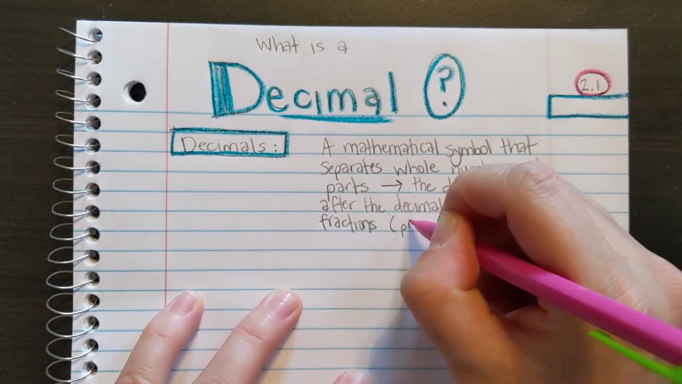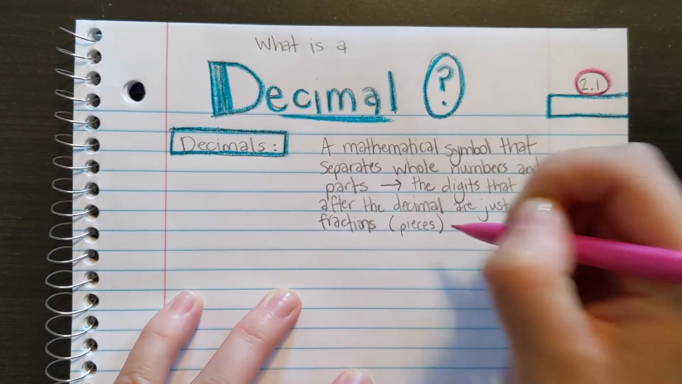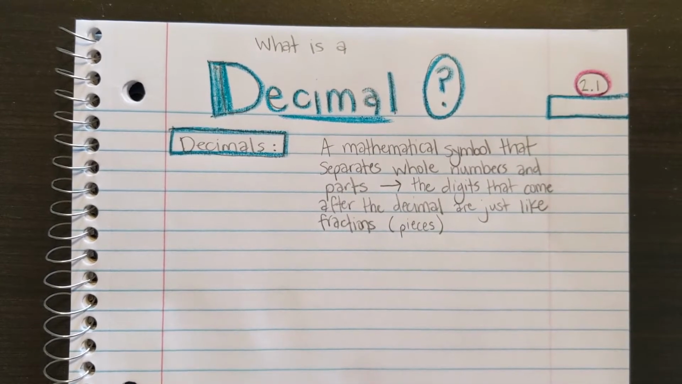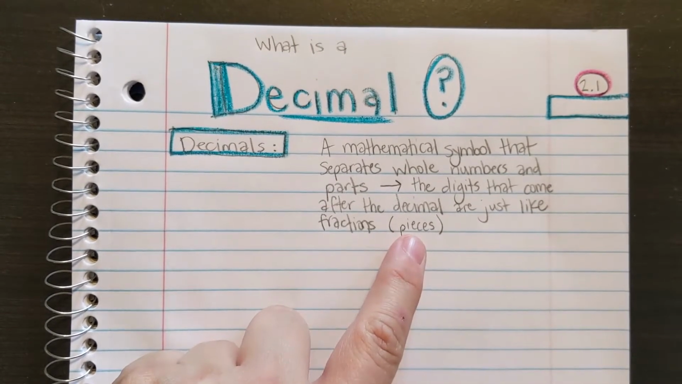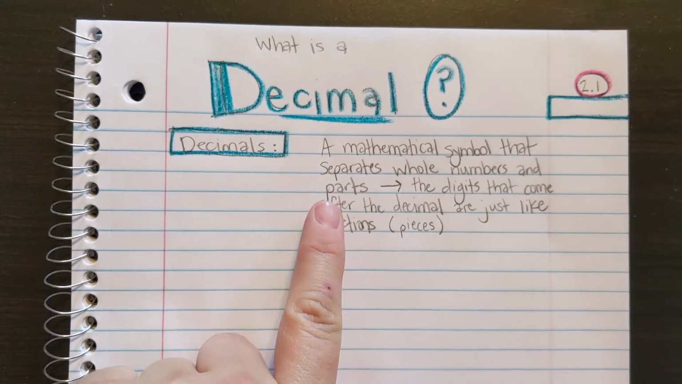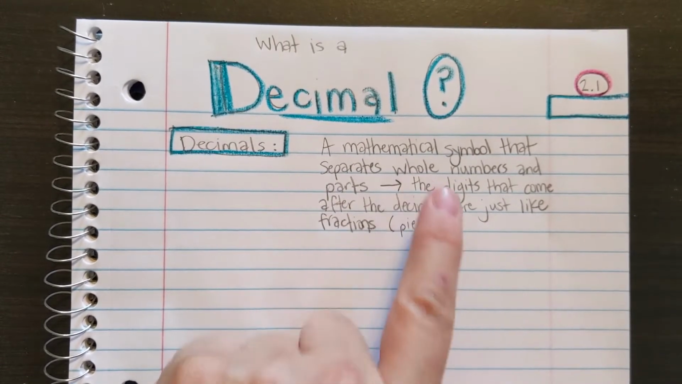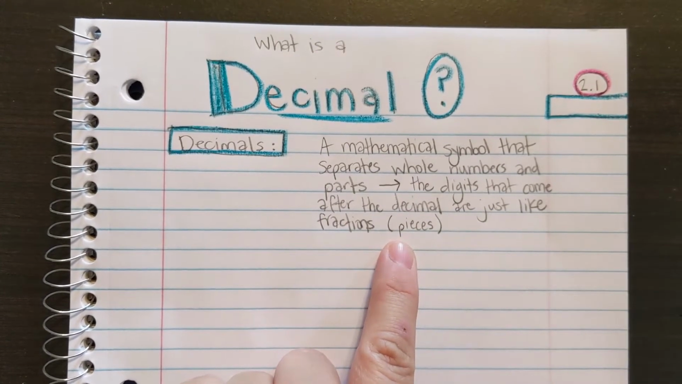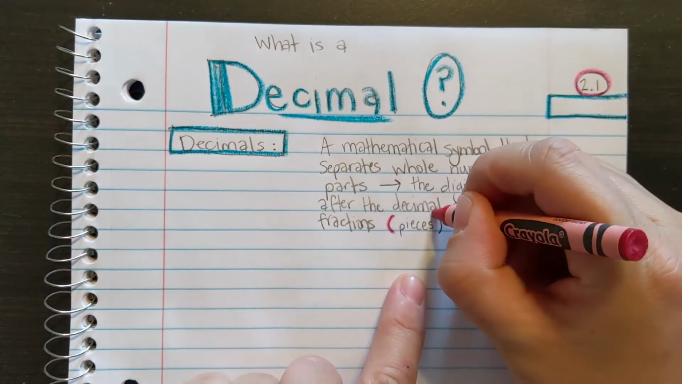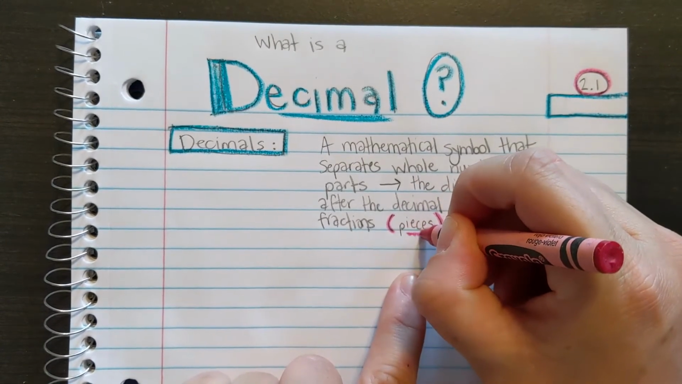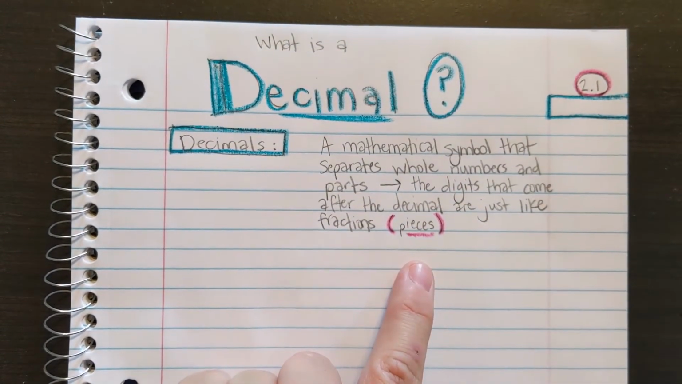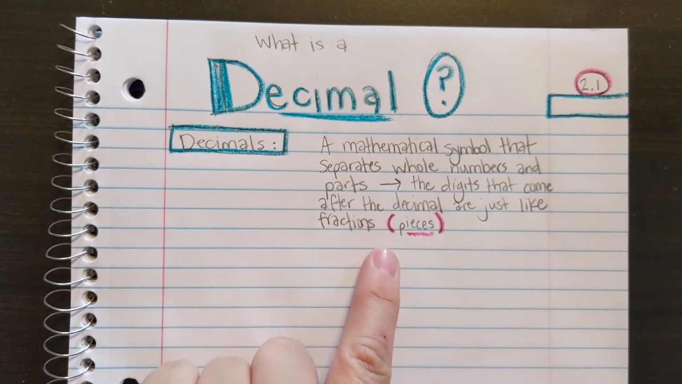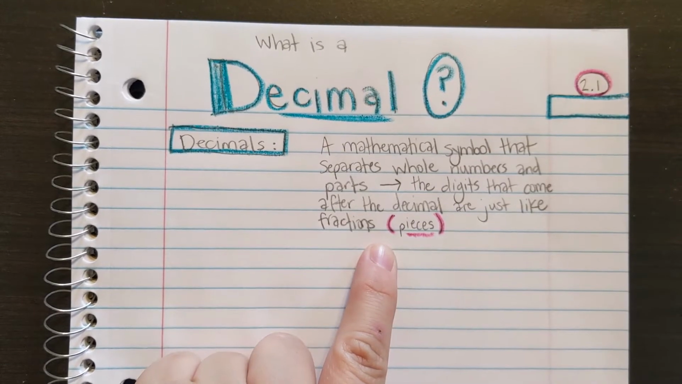Otherwise known as pieces. Remember, we just did a whole unit on how fractions are like pieces, and so are decimals. So the numbers or the digits that are in front of the decimals are whole, and the digits that come after the decimal are pieces. And that's going to be important to recognize. So I'm going to make this one be that violet red color. A mathematical symbol that separates whole numbers and parts. The digits that come after the decimal are just like fractions, or they're known as pieces.